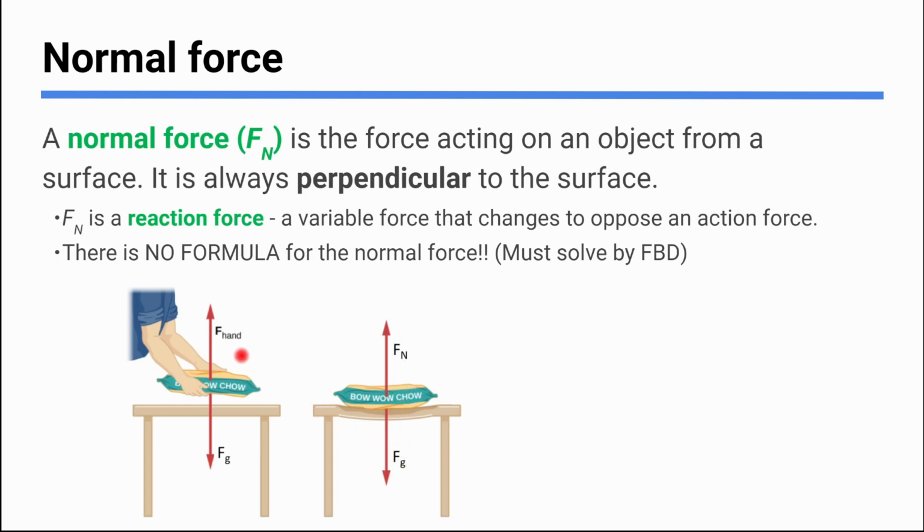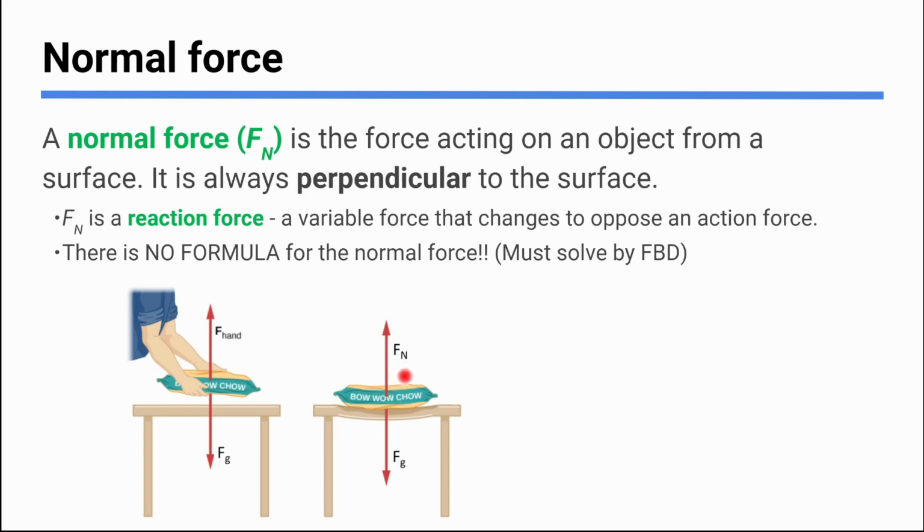There's no more force of the hand because we let go. In this case, right now, if this is the instant that the Bow Wow Chow is hitting the table, the normal force will be bigger than the force due to gravity. It has to be to stop it and slow it down and keep it from falling through, right? So the normal force will react to the situation. And then very, very quickly, in way less than a second, things will even out.